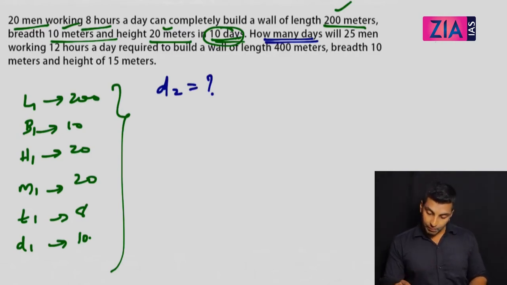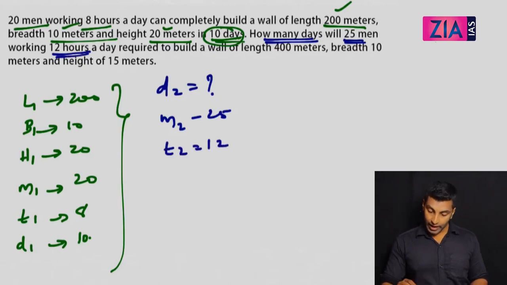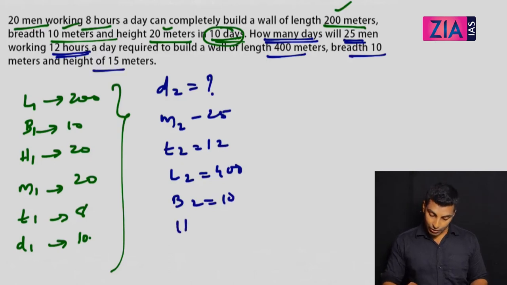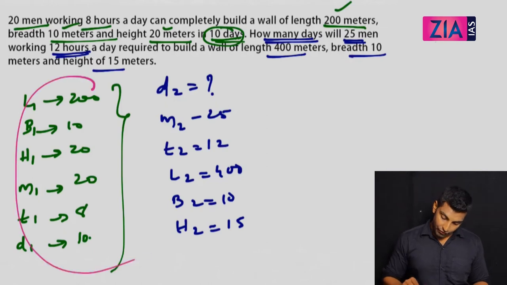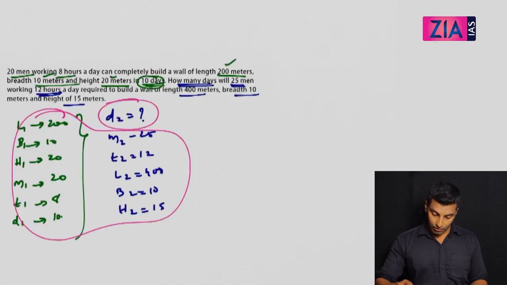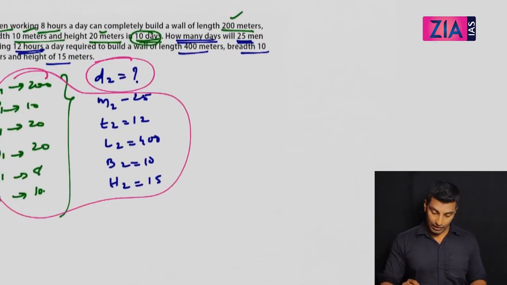So what else will be given? 25 men are working, so M2 is 25. 12 hours a day, that means T2 is 12. Length is given, so L2 is 400, breadth is given, so B2 is 10, height is given, H2 is 15. So you know everything except D2, and you can easily find it out by using the previous method, right?